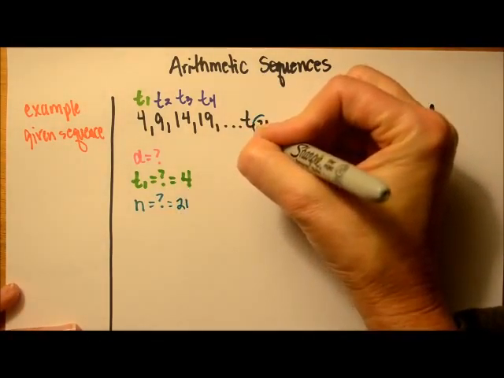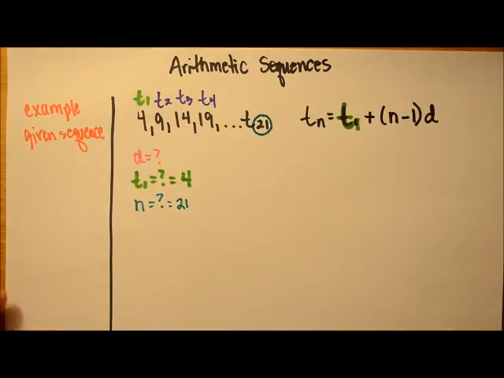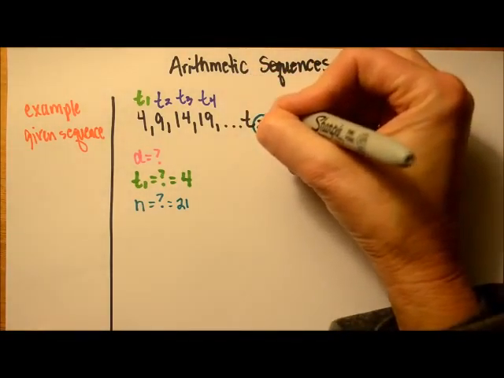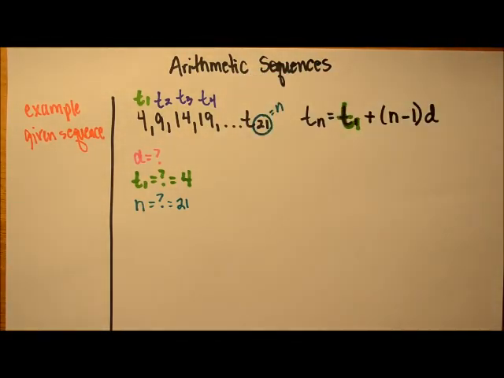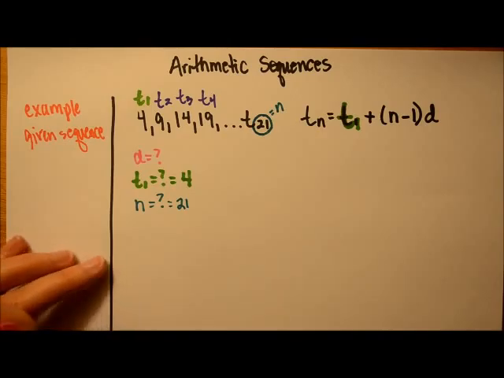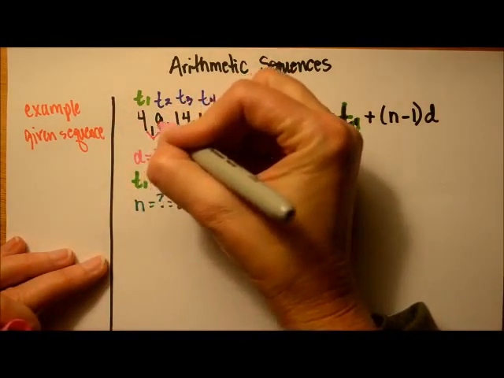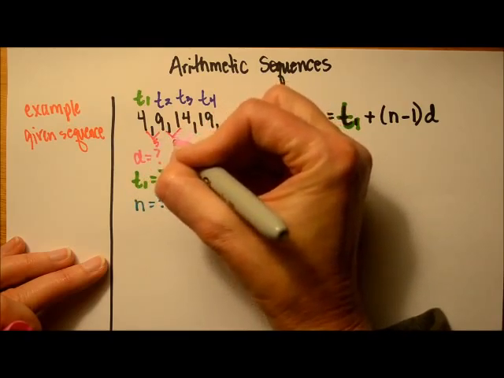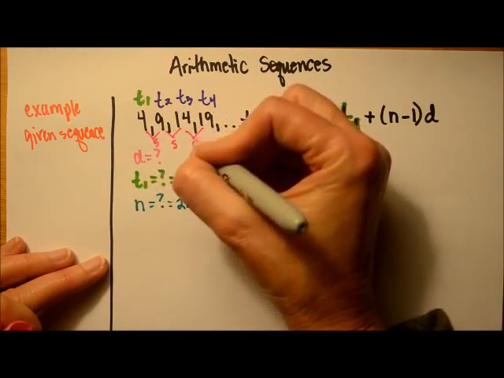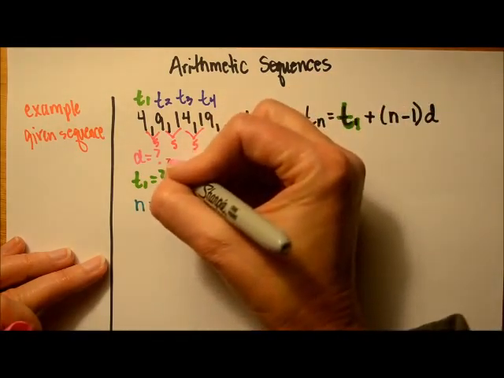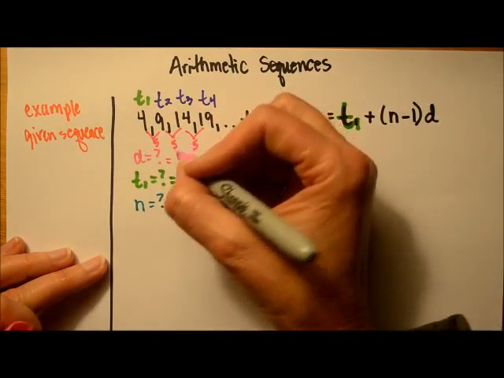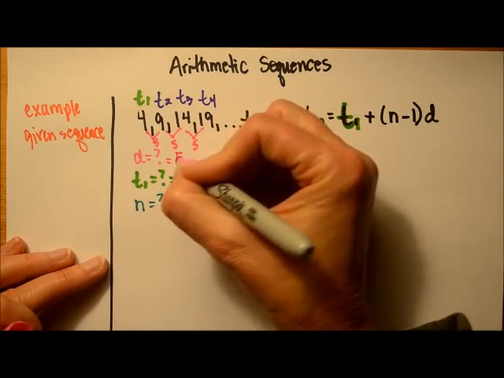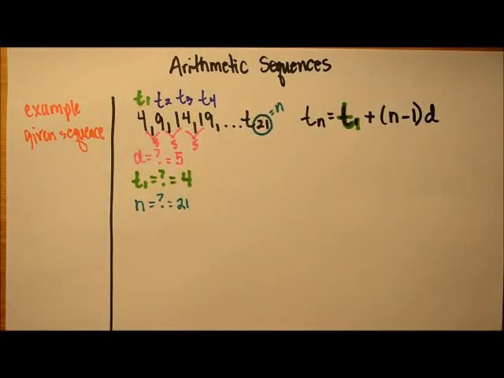I'm getting that from here. Okay, there's my N. The difference, I'm going to have to figure out. But if they give you a sequence, you can figure out that difference. 4 plus what gives me 9? Oh, 5. 9 plus 5, 14 plus 5. So that must mean the difference, I actually said it right, is 5. Okay, the difference is 5.